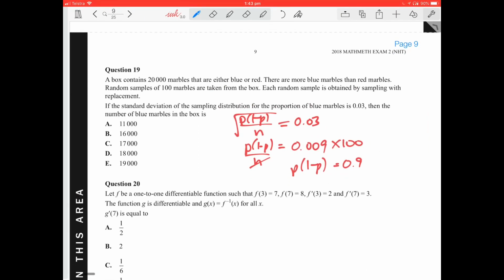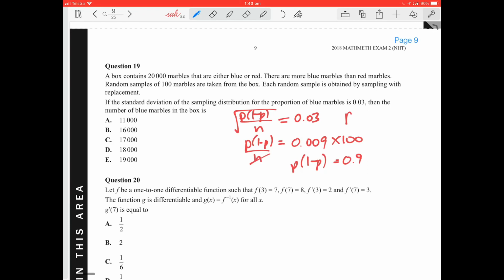Okay, there's more blue balls. So P must be 0.9 because there's more blue balls, so the proportion has to be higher for blue balls. And 0.9 times 20,000 is going to be 18,000.